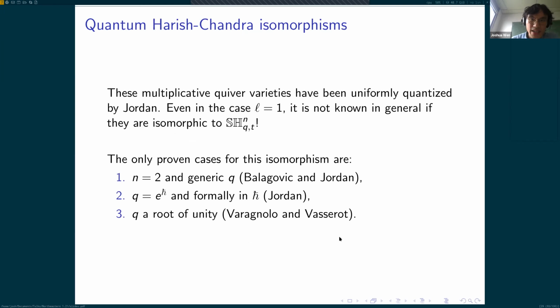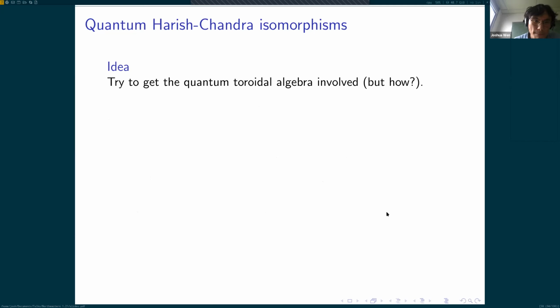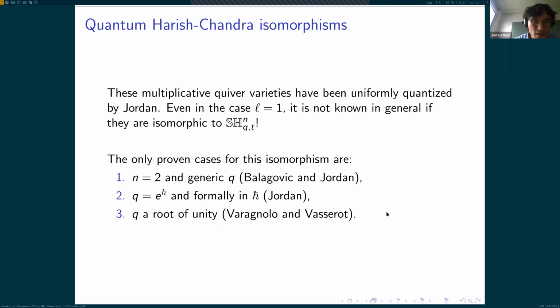This isomorphism is known in the case n equals 2 and generic q, or q in a formal neighborhood of 1 and q a root of unity. For general n and generic q, it's not known. Maybe going over some of the argument: this one is just generators and relations. On both sides, find generators and relations and show they're isomorphic. This is just general formal deformation arguments, so it's not necessarily explicit. And then this uses geometry.